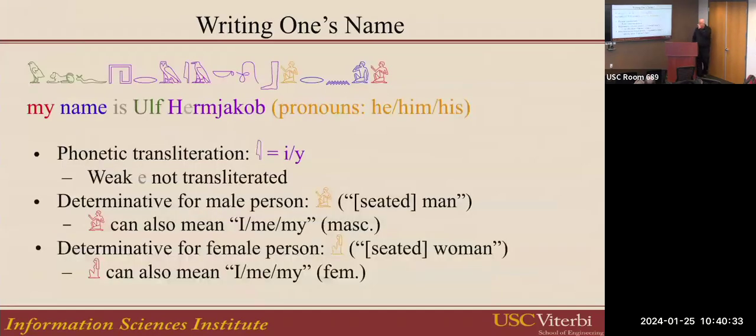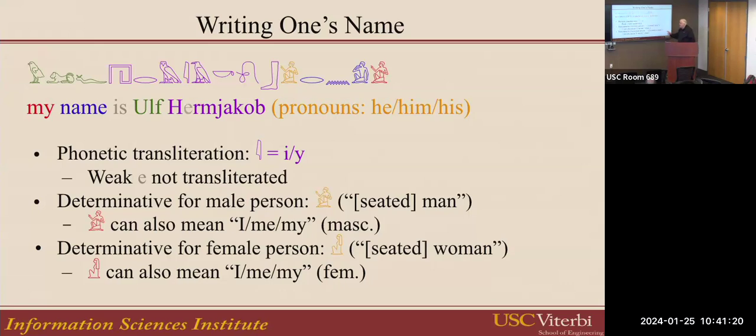So, writing one's name. Here I wrote out my name over here. So that's the word order there. The green is my first name. So the quail chick stands for the letters U or W, and then you have a line for L, and then the viper for F, and then we have my last name. Hermjakob was with a Y sound, so I picked the reed, which corresponds more to the way it's pronounced as opposed to the way it's written and used differently in English. And then I decided to not transliterate the weak E, which they often drop in Egyptian, as they also do in Arabic.